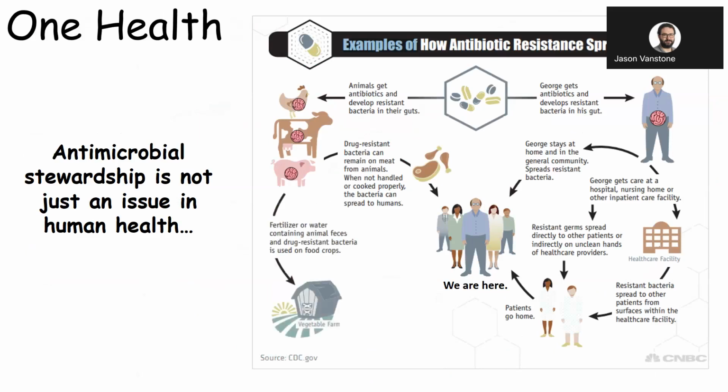And then fertilizer or water that's contaminated by animal feces and these drug-resistant bacteria therein might get used on food crops. Those drug-resistant bacteria can remain on the crops and be eaten and then get into the human gut. So again, you can see these cycles and these paths through which antibiotic-resistant bacteria can spread.